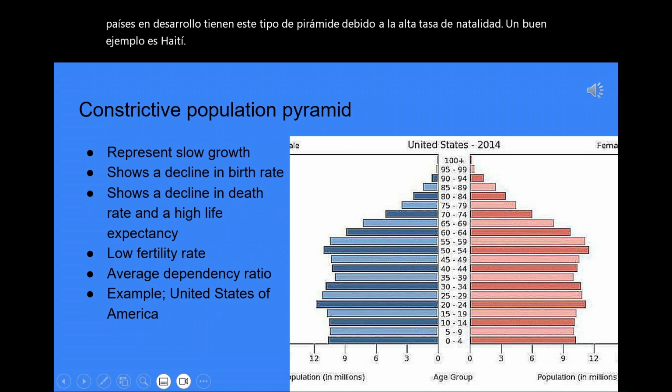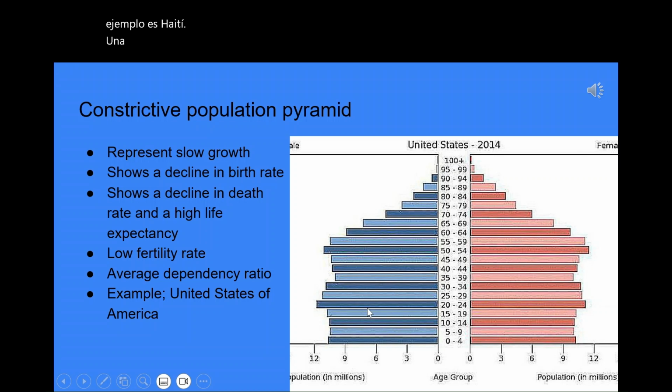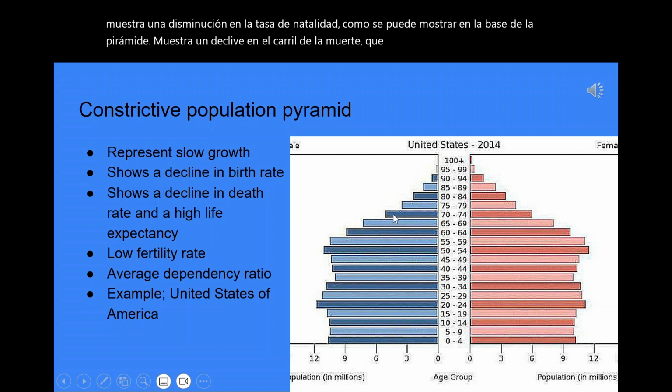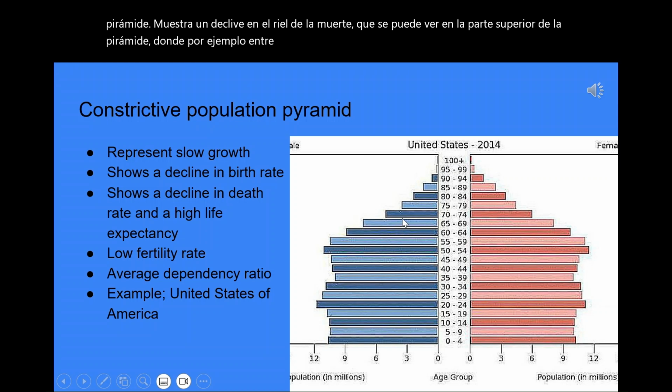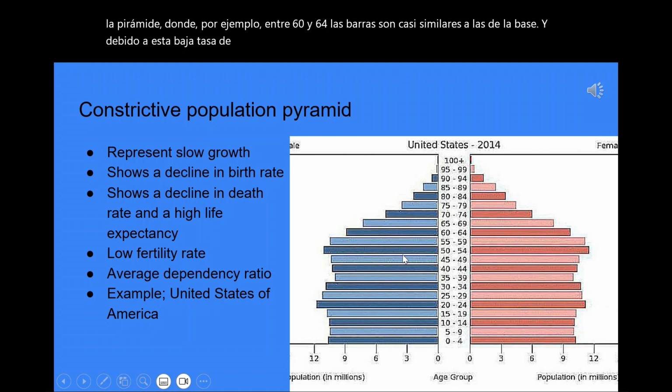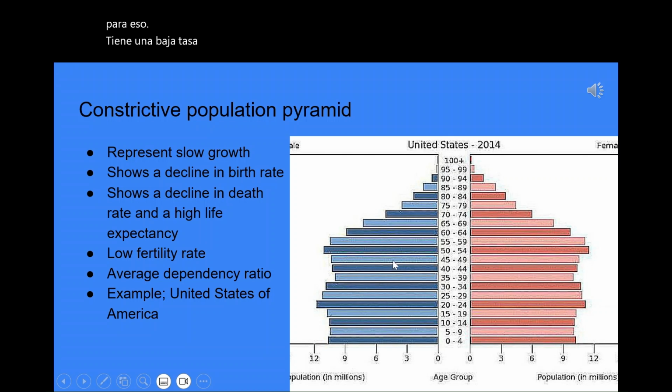A constricted population pyramid represents slow growth in a population, and it shows a decline in the birth rate, as can be seen in the base of the pyramid. It shows a decline in the death rate, which can be seen in the top part of the pyramid, where, for example, between 60 and 64, the bars are almost similar to those at the base. Because of this low death rate, it helps to create a high life expectancy for that country. It has a low fertility rate. It has an average dependency ratio, and a good example of a constricted pyramid is the United States of America.